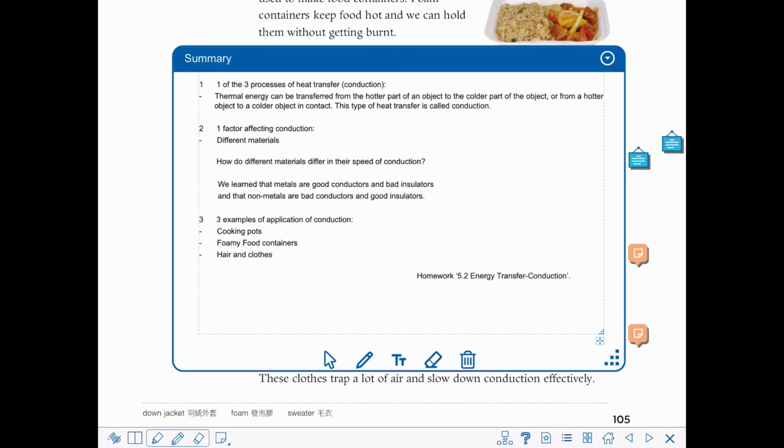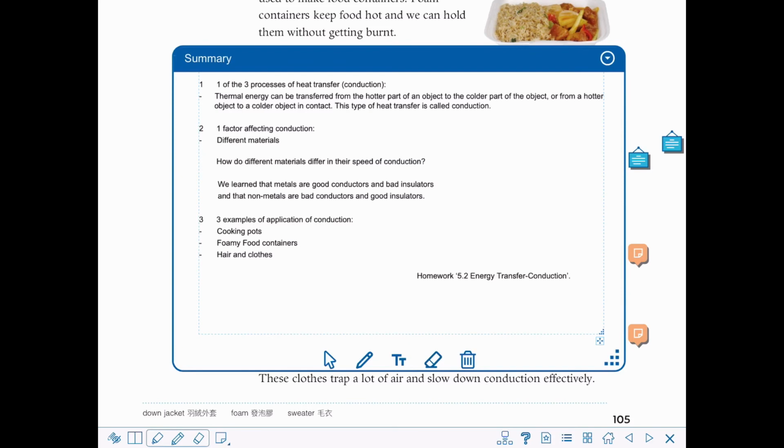Now let us have a summary before the end of the video clip lesson. You have learned first one of the 3 processes of heat transfer, that is conduction. Thermal energy can be transferred from the hotter part of an object to the colder part of the object, or from a hotter object to a colder object in contact. This type of heat transfer is called conduction.